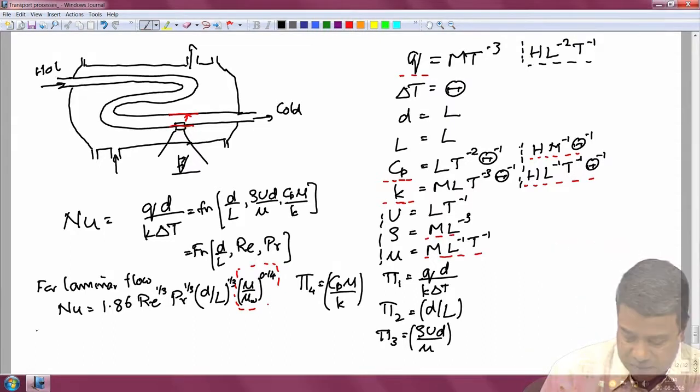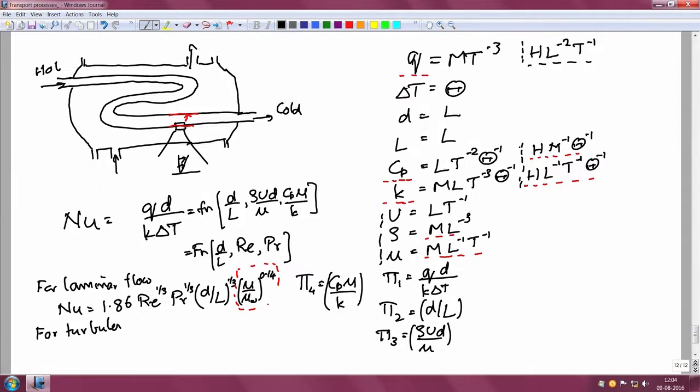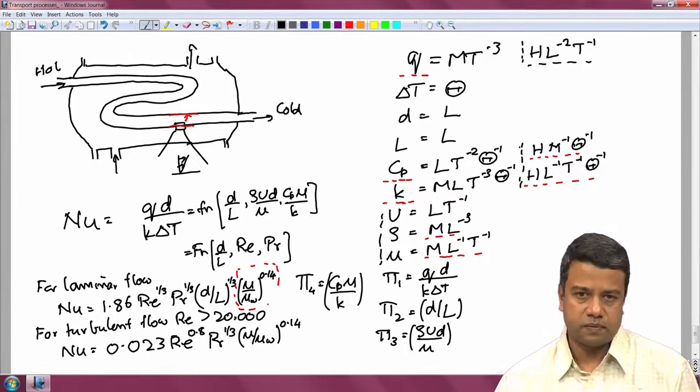You have another correlation for turbulent flow, where the Reynolds number is greater than about 20,000. There the Nusselt number is equal to 0.023 Re to the 0.8, Pr to the 1/3, into mu by mu W to the 0.14. You have a different correlation in a turbulent flow.